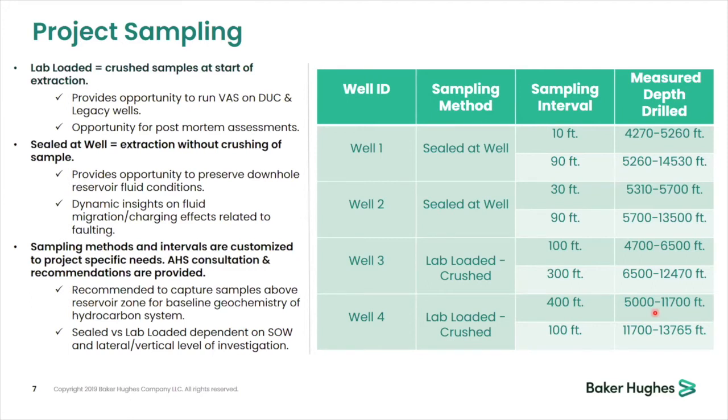The sampling intervals for the lab loaded wells were wider during the collection process. So one sampled every 100 feet in the vertical and 300 feet in the lateral, while the other sampled 400 feet in the vertical and 100 feet in the lateral. The 2 sealed sample wells had a tighter sampling interval and chose to focus on the visualization. So well 1 was sampled at 10 feet in the vertical and 90 feet in the lateral, while well 2 was collected every 30 feet in the vertical and then similar in the lateral with 90 feet.